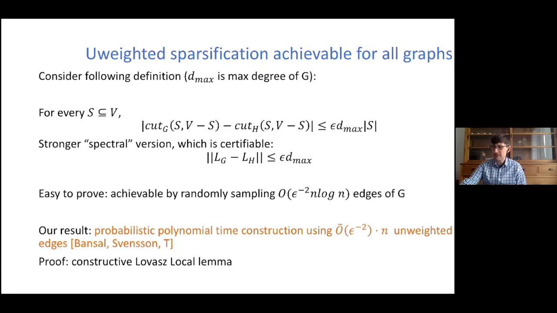However, the way it works is that the known ways of making the Lovász Local Lemma constructive apply. So this is actually a probabilistic polynomial time construction. So in particular, something that we didn't know how to do before: if we have a dense expander graph, we can find an unweighted sparsifier of it in polynomial time.